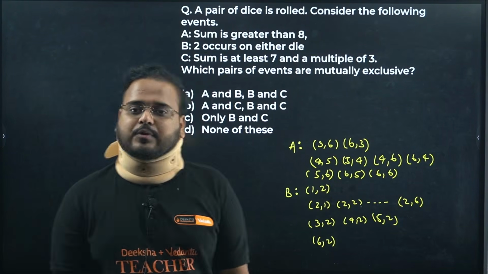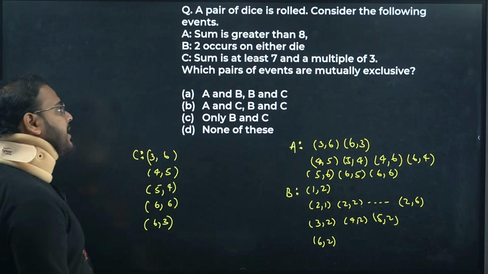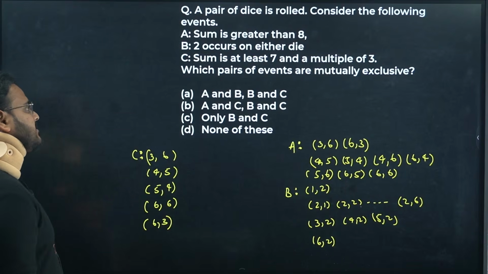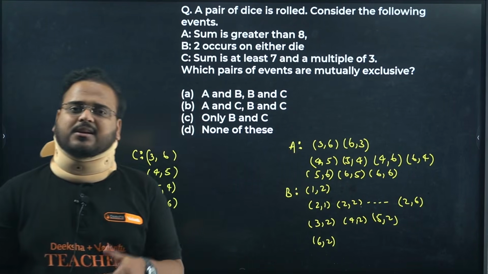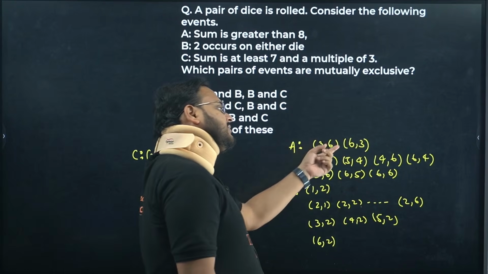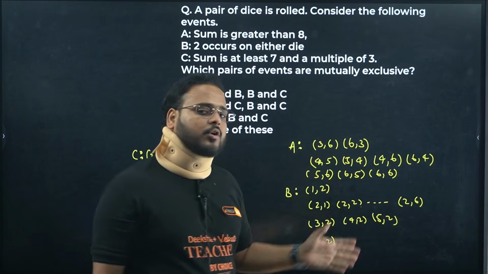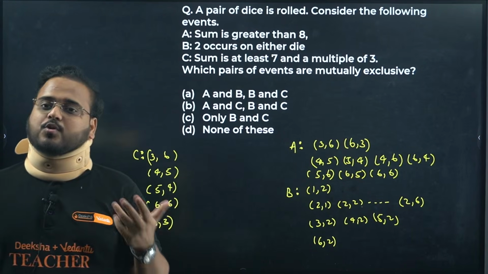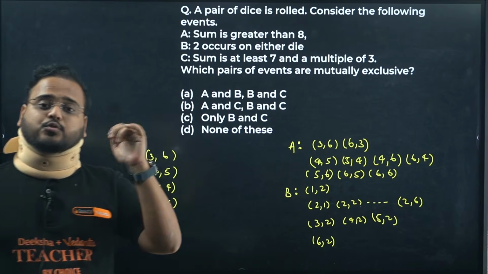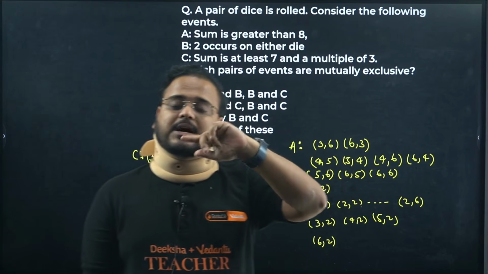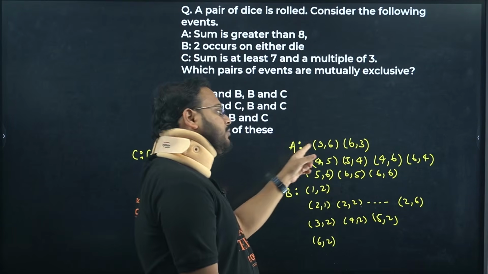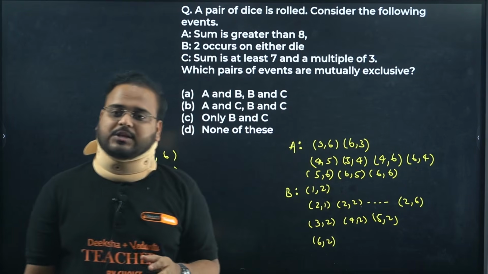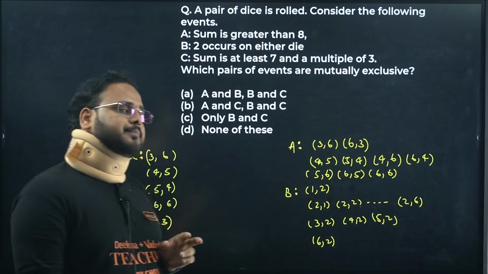A simple problem to end the class. A pair of dice is rolled and consider the following events. A being sum is greater than 8. What are the possibilities of sum greater than 8? I've listed down all the ordered pairs where sum is more than 8. It should not be 8 also, so 2, 6 is not there. More than 8 means 9 and more. I can go from 9 to 12. Please check. That's my set A.